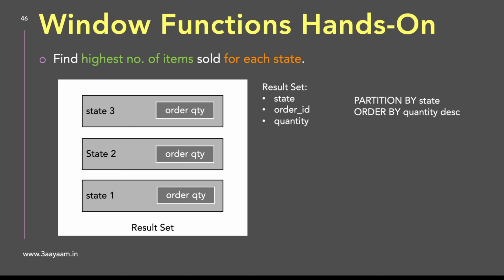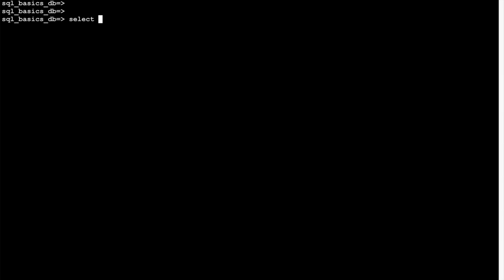You can get the order information, and then from there you can go to order items, right? So let's go ahead and do that. First, let us create the result set. So we need the state first. State would be from customers, and then order ID, and then quantity.